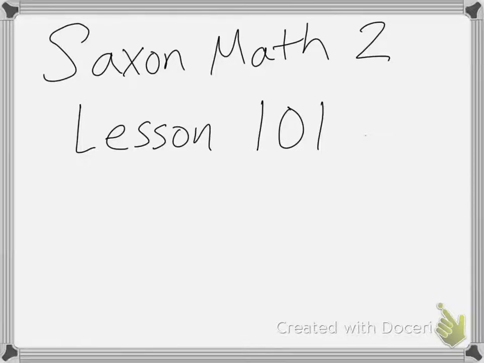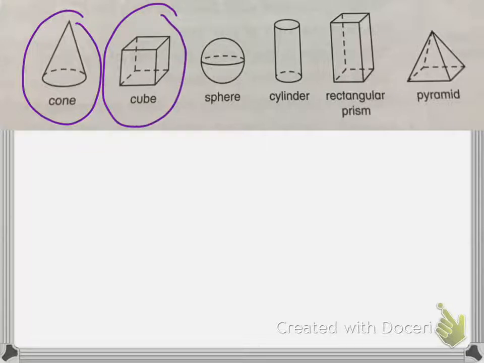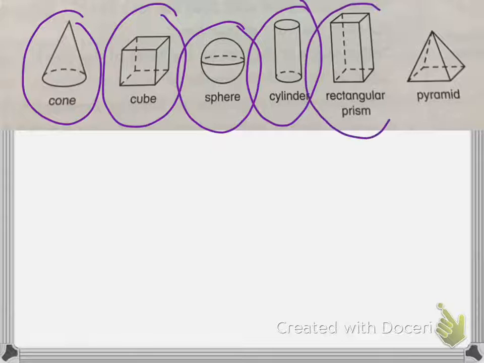Today's lesson is lesson 101 on identifying, describing, and comparing geometric solids. So I have all these different geometric solids, and each one has a special name. This first solid, its name is a cone. The second one is a cube, then a sphere, a cylinder, a rectangular prism, and a pyramid.